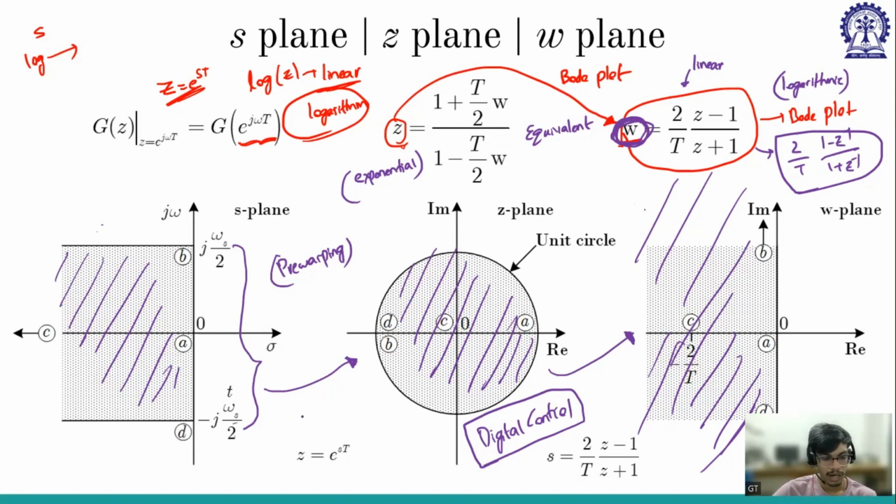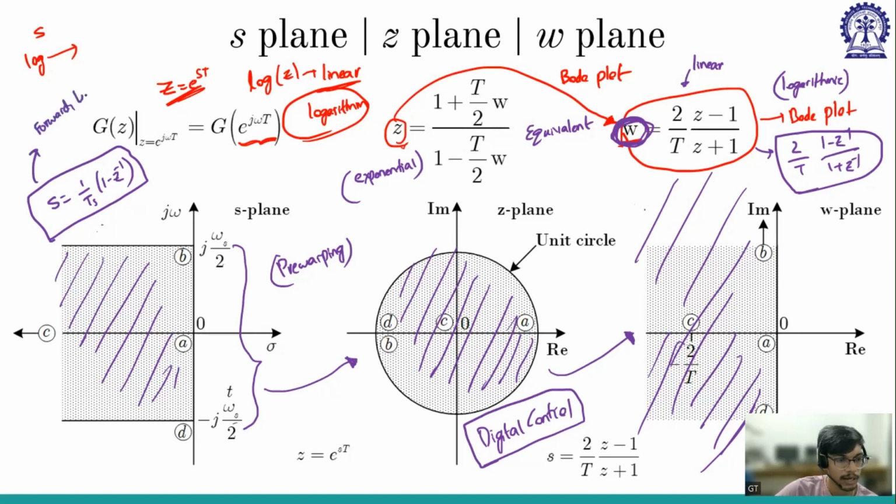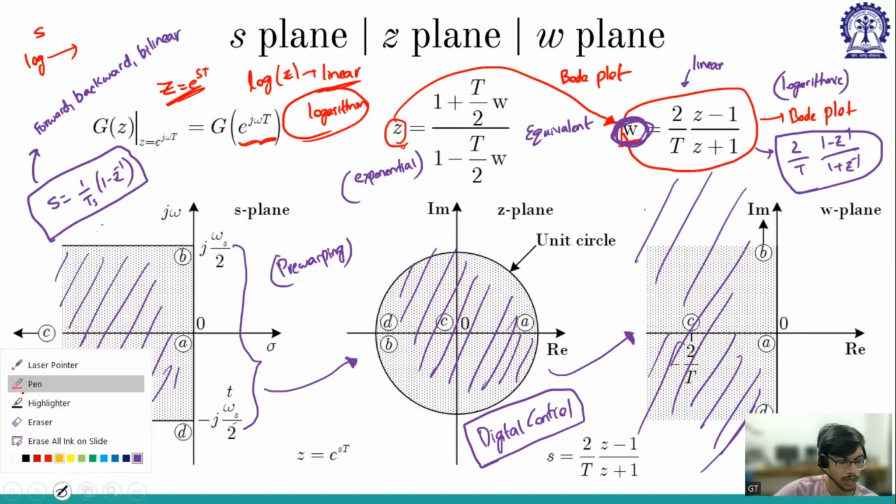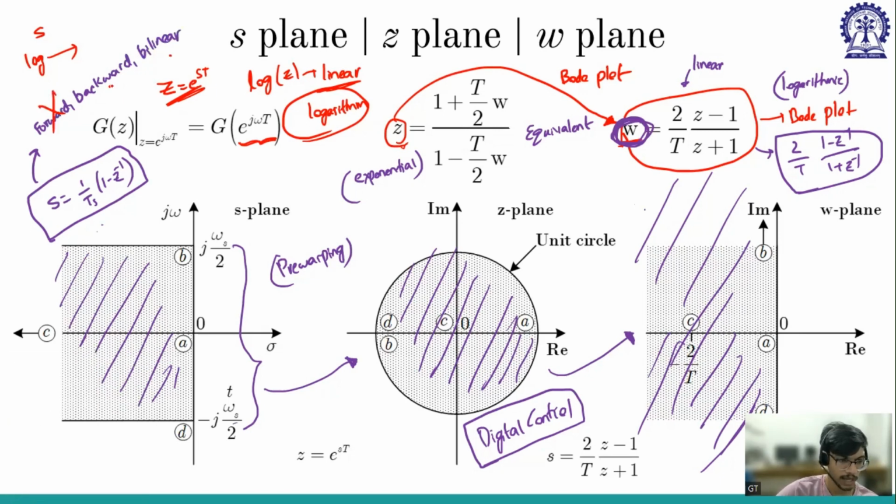To summarize, our basic understanding is that we will be using s equivalent to 1 by Ts into (1 minus z inverse), throughout this course. Why are we using only this? We had some discussion about forward difference, backward difference, and bilinear. From the discussion, we came to know that forward cannot be used. I can use this or this, but this is easy and this is much more complex. So I am avoiding this and only considering this. Just to teach you the s to z transformation, we had this discussion. Is that clear till now?